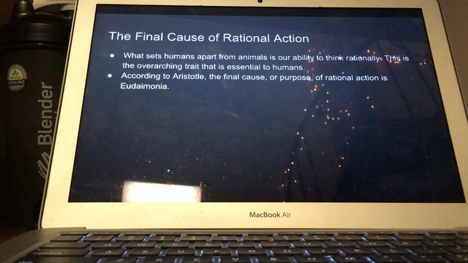What sets humans apart from the animals is our ability to think rationally. This is the overarching trait that is essential to humans. Aristotle believed that there was a final cause to rational action. Since final cause is synonymous with the purpose and rational action is what it means to be human, we conclude that asking what the final cause of rational action is the same as asking what is the purpose of being human. Aristotle's answer to this is living in a state of flourishing called eudaimonia.